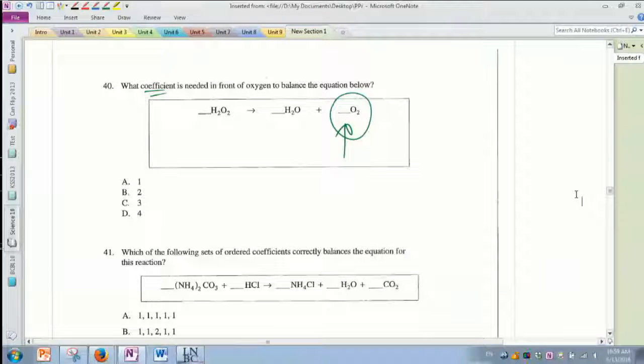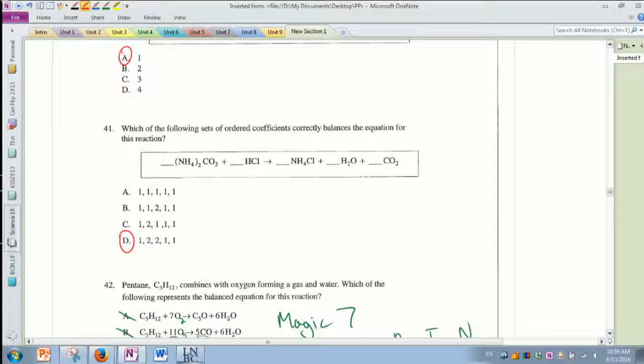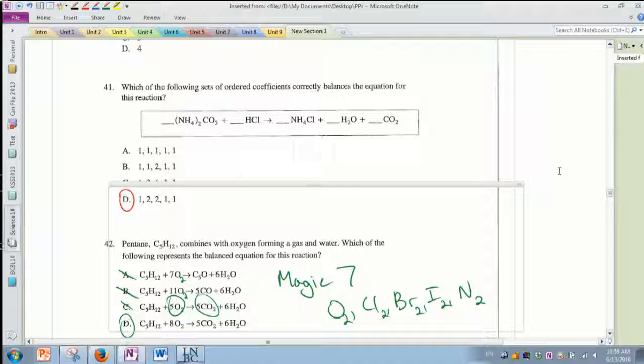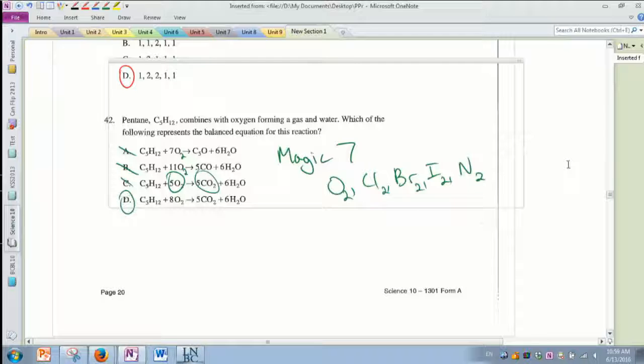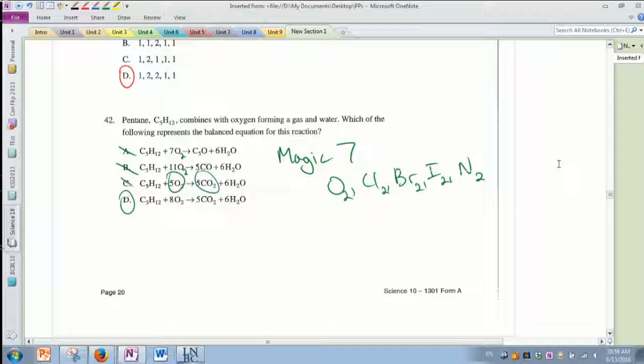40, we're getting to balancing. That was a 1. 41 was letter D. Gave you the correct ones. 42, we did already, was D.